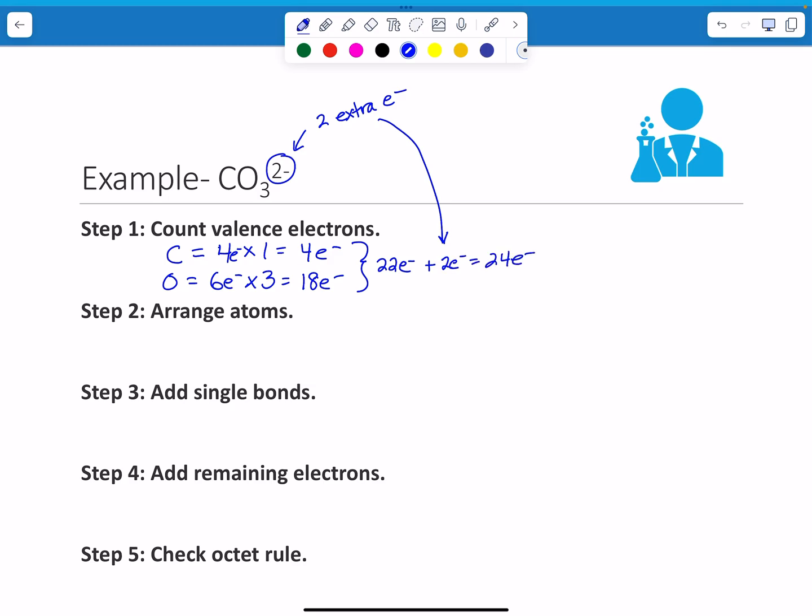All right. So who's going to be our central atom, carbon or oxygen? It's going to be carbon, so we'll put our carbon here, right? And we'll put our 3 oxygens just arranged around it. So we did that. Now we're going to add our single bonds, right? So we'll add our single bonds in black. 1, 2, 3.